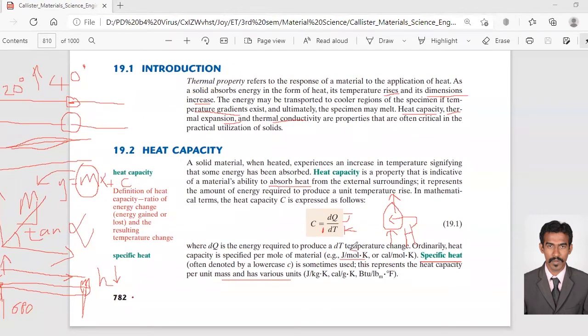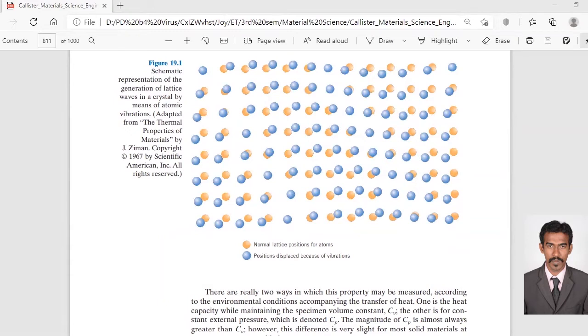Here it's per mole, which is the amount of the substance. But when it comes to specific heat capacity, that is joules per kilogram Kelvin. So this is the difference between specific heat capacity and heat capacity. These are not the same terms; these are different terms. This is a sample diagram of how the transfer of heat occurs.